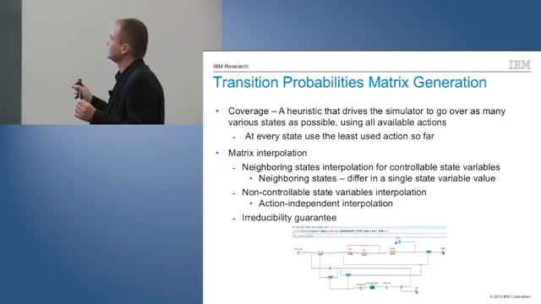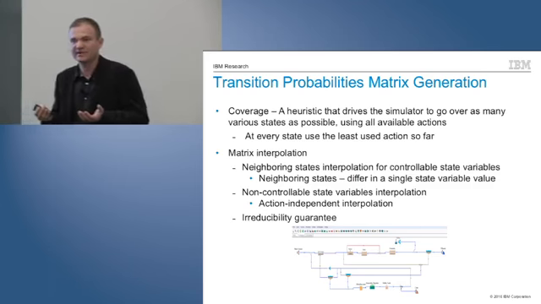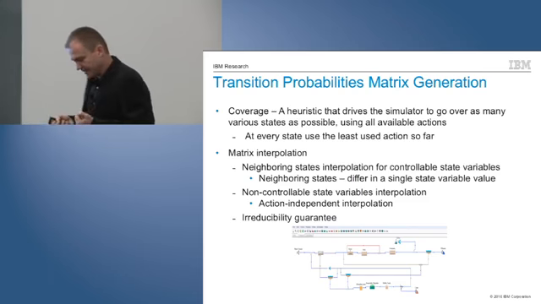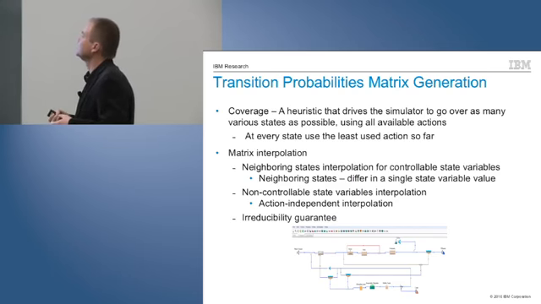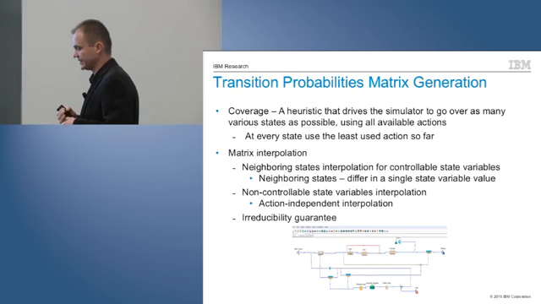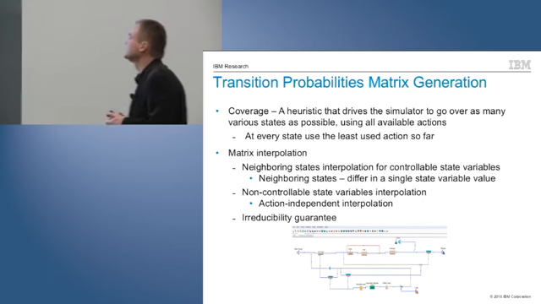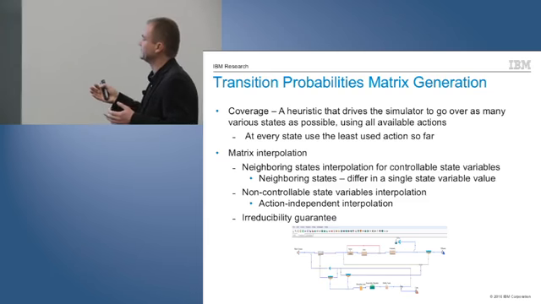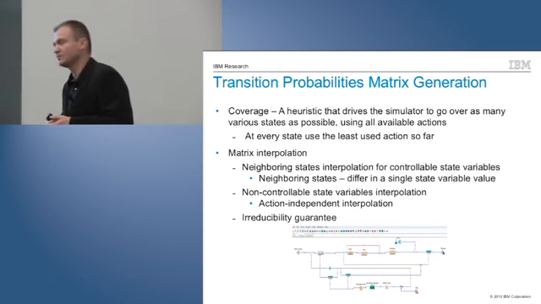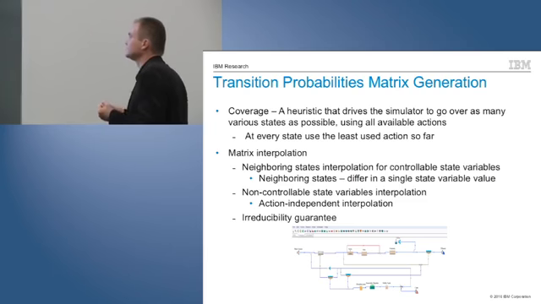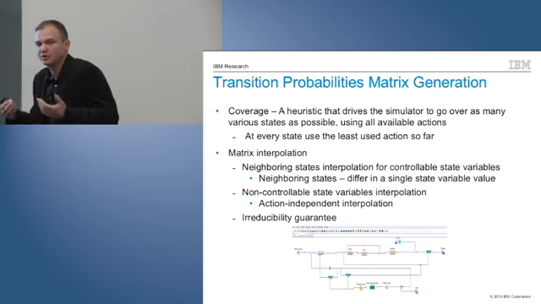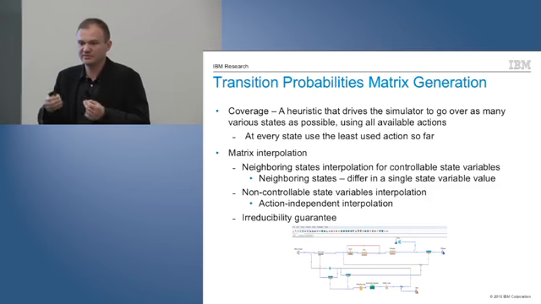The only thing that is missing to define a linear programming problem is a matrix, a transition probability matrix. To estimate this matrix, we developed a 3-stage heuristic. At first stage, we run coverage. This is a pretty long procedure. We ran it for something like 1 week, 24/7 on one of our laptops. And at the end of this stage, we have a transition probability matrix.